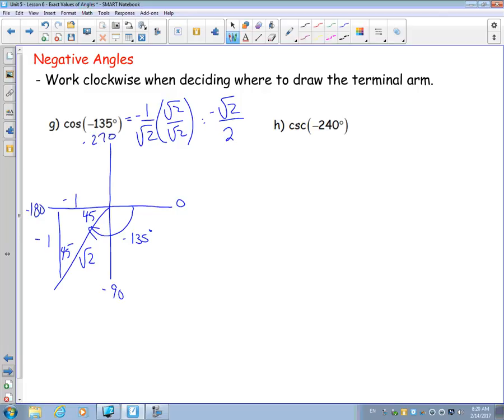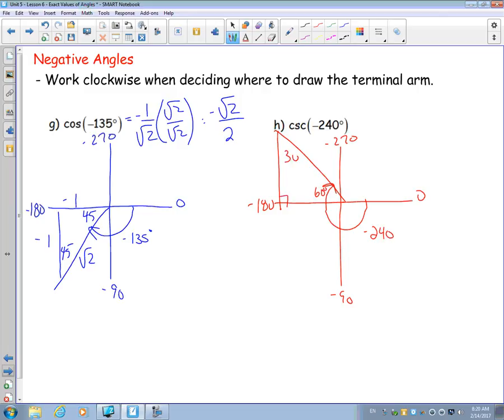Next one, cosecant, negative 240. So going backwards, 0, negative 90, negative 180, negative 270. Oh, there's where the 240 is. X-axis. So I want to go all the way around to here. That's 240, which means I've gone past 180 degrees by 60. So 60, 30, root 3, and 30, root 3, 2, 1.